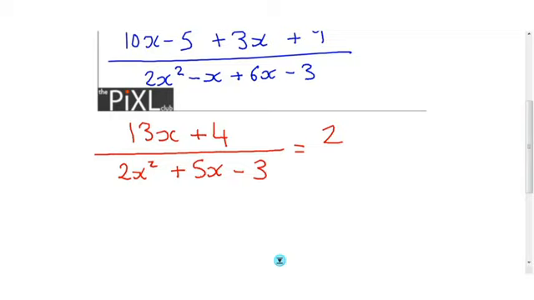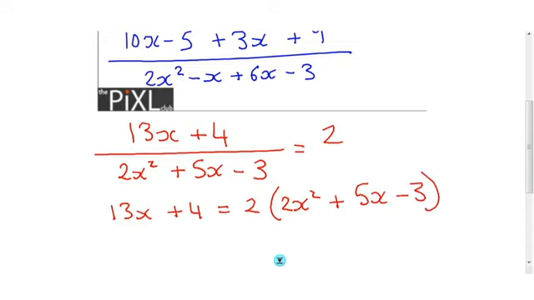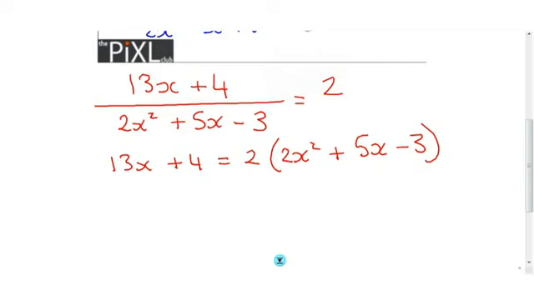We can then get these terms here up next to the 2 by multiplying. So 13x plus 4 equals 2, multiply, use a bracket, 2x squared plus 5x, take away 3. Again, we can multiply through on the bracket on the right hand side, 4x squared plus 10x, take away 6. On the right hand side, we have that. On the left, we still have the 13x add 4.